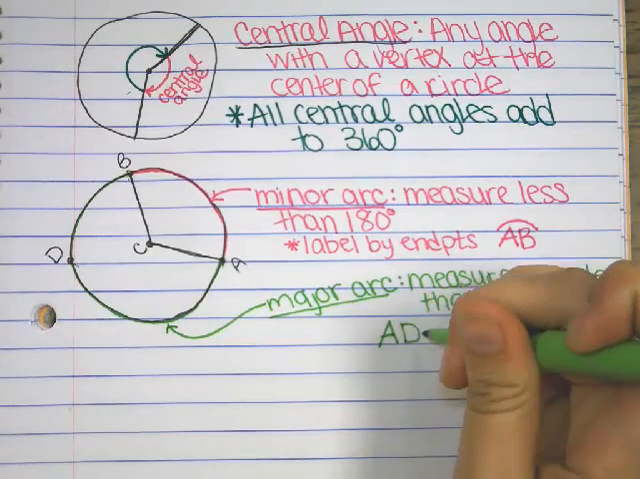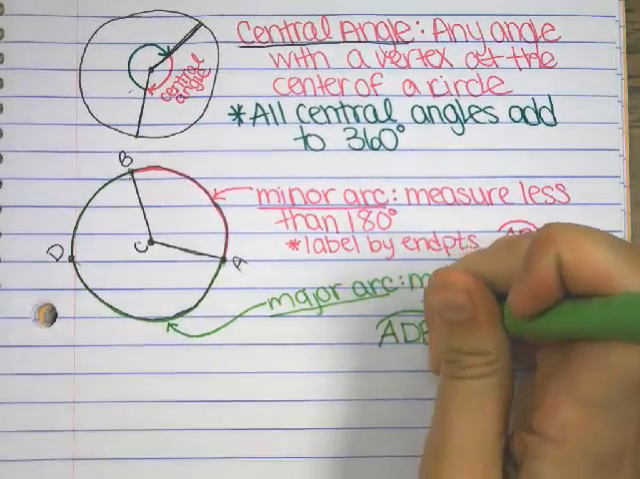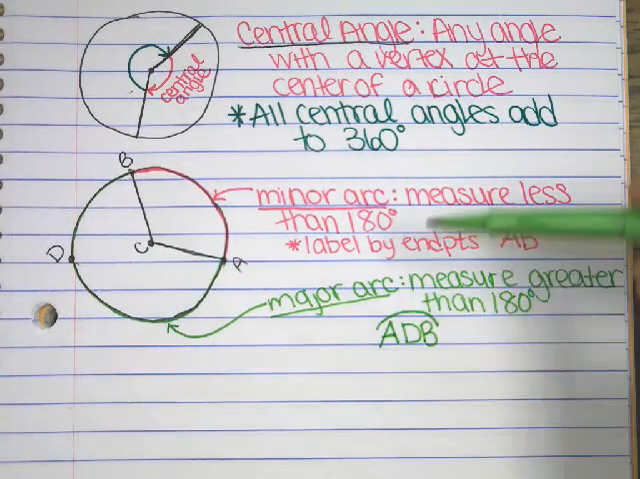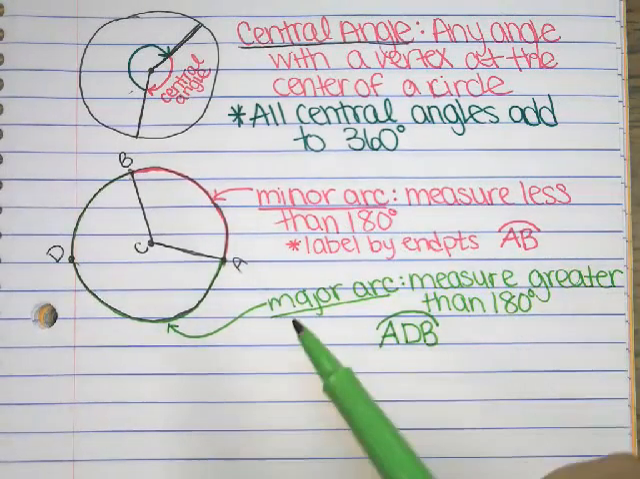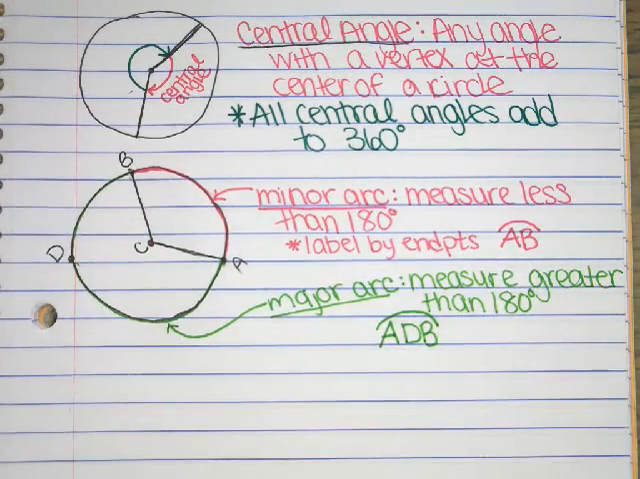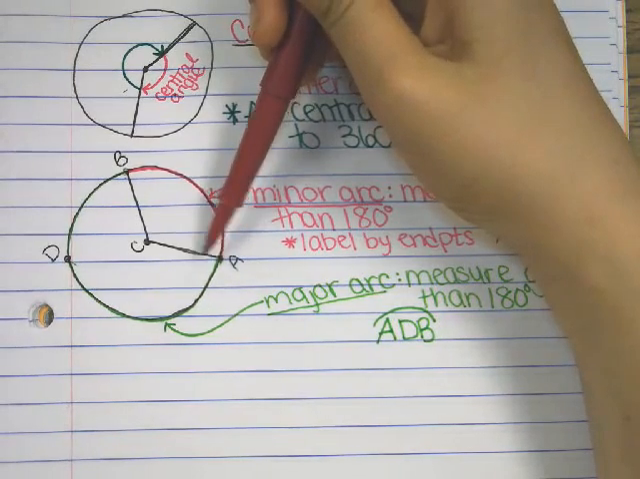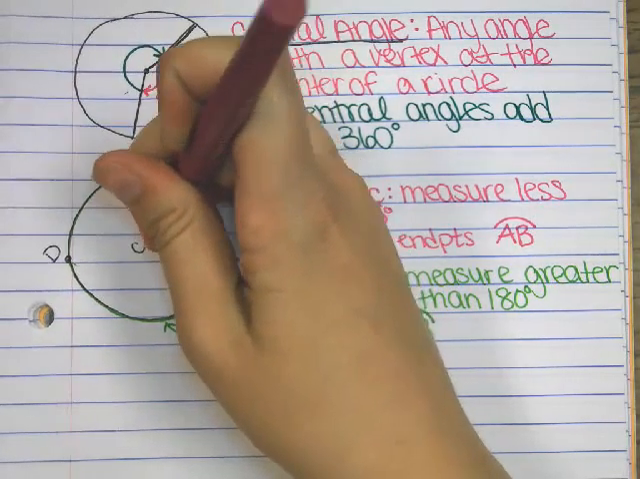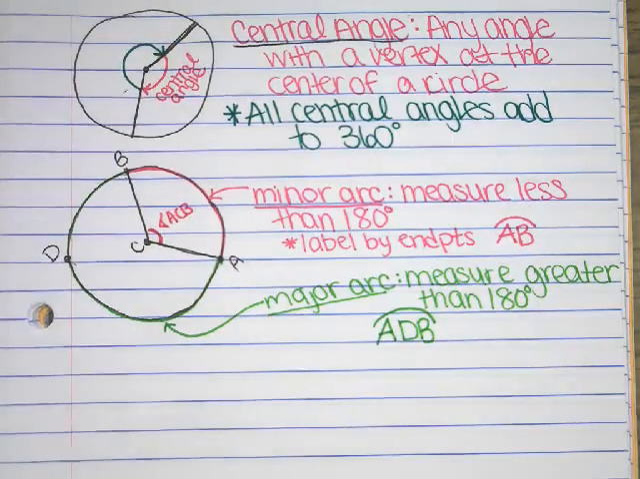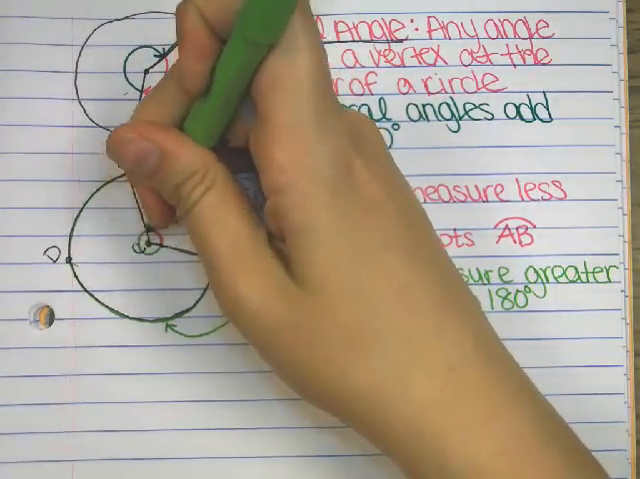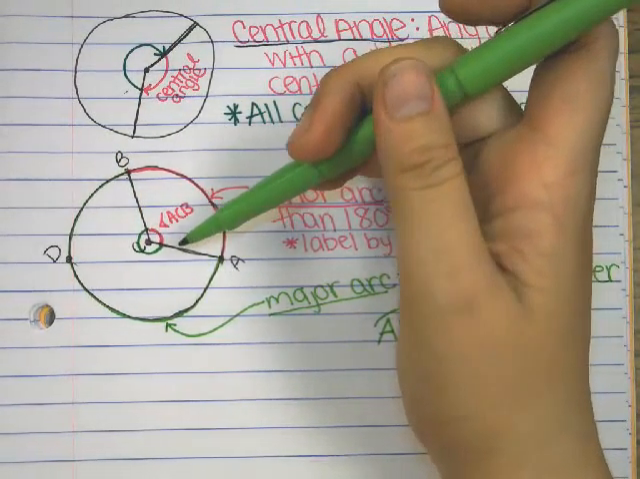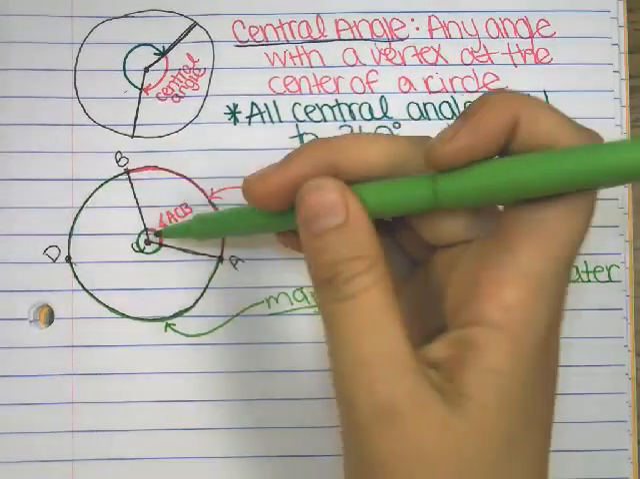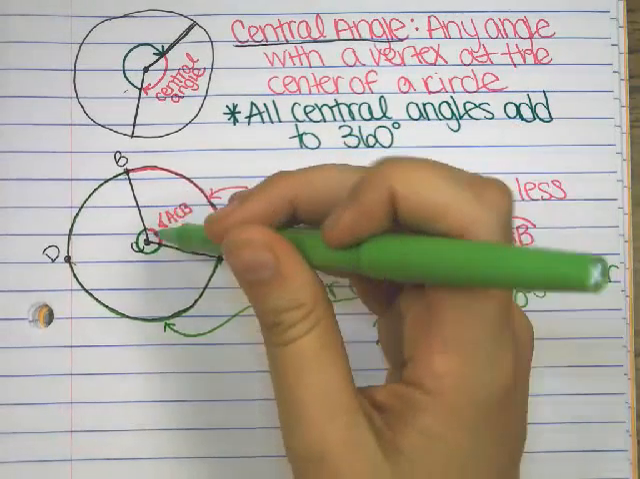So this is arc ADB, and since it's an arc, we put an arc symbol on top of it. This is how you label arcs. Arcs are different than angles. This angle is still angle ACB. This angle over here is bigger than 180, so this is one that we struggle with being able to name. But angles are still named the same.